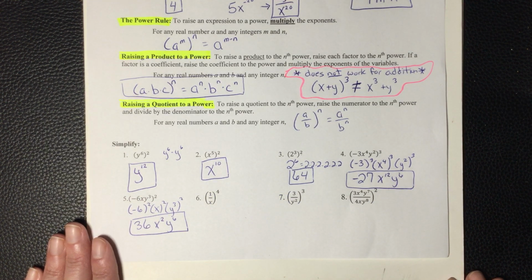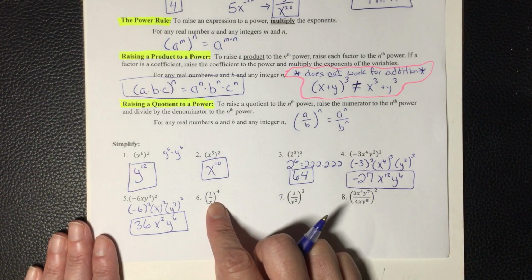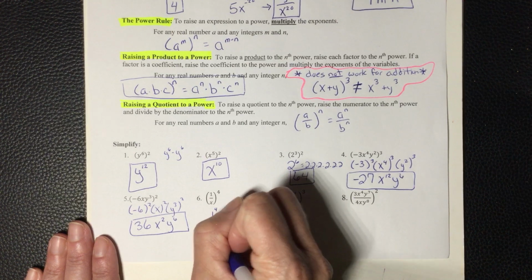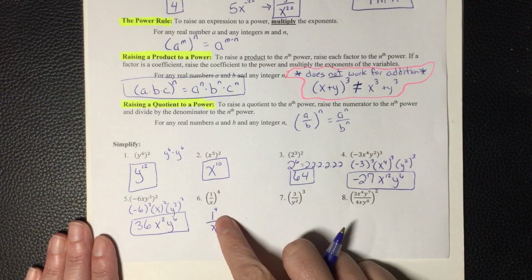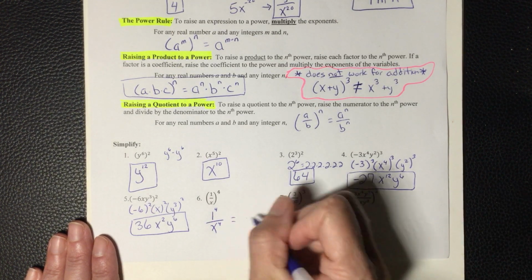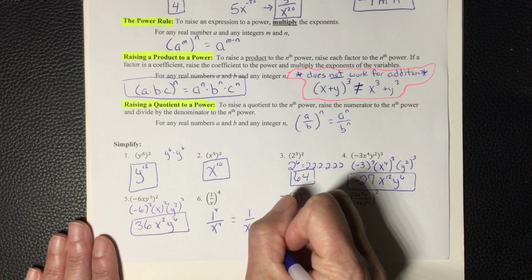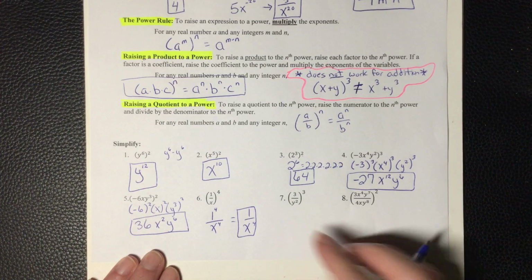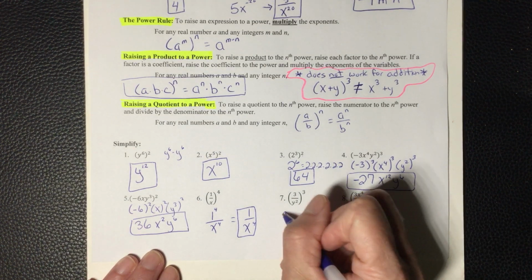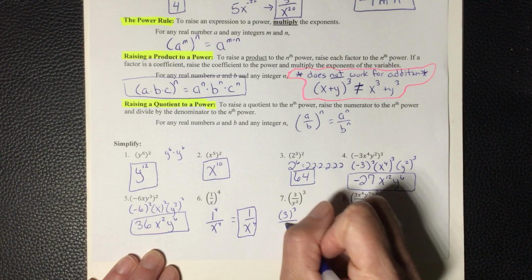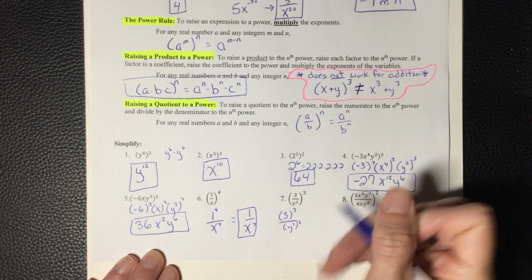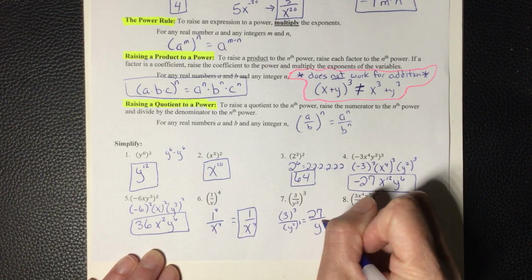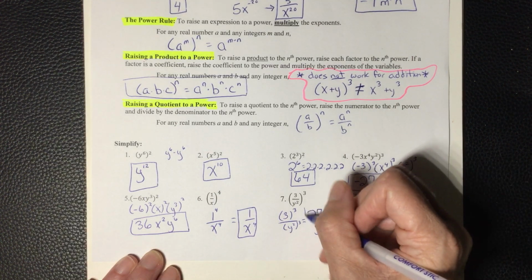All right, I have 1 over x to the 4th, so this is going to use my quotient rule. So the 1 gets raised to the 4th power, and the x gets raised to the 4th power. 1 multiplied to itself 4 times is still 1, so I get 1 over x to the 4th. Okay, so for number 7, same idea. The 3 is going to get cubed, and the y squared is going to get cubed. So 3 times 3 times 3 is 27, and on the bottom, y to the 6th.